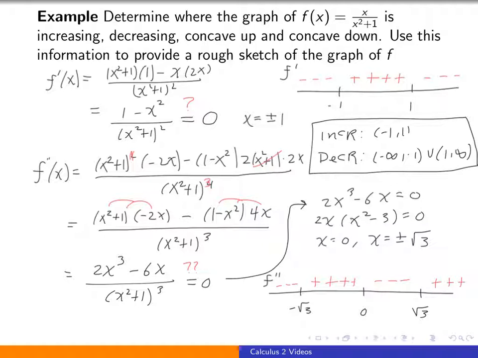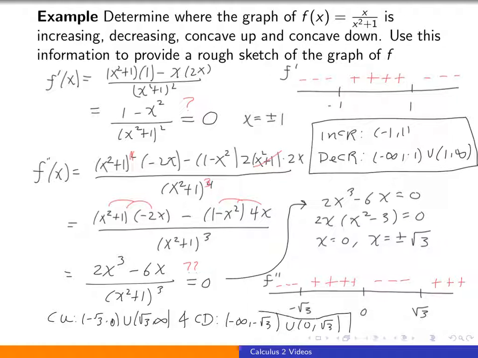So in terms of our intervals of concavity, we would be concave up from minus root 3 to 0, along with root 3 to infinity. And we would be concave down from minus infinity to minus root 3, along with 0 to root 3.